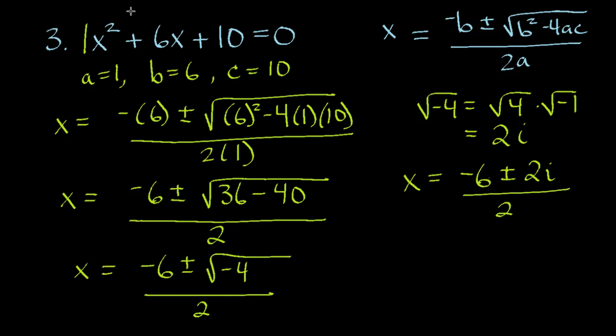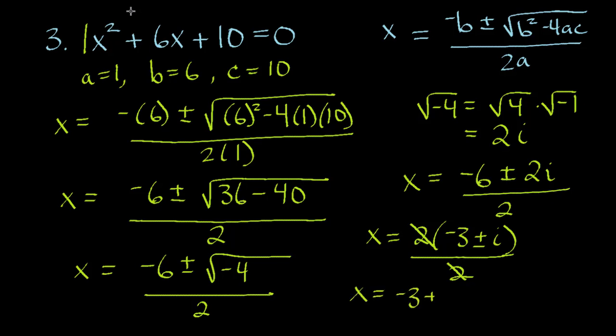2 divides into 6 and 2, so we can factor out a 2, leaving us with negative 3 plus or minus i in the numerator all over 2. The 2's will cancel, and we get our 2 solutions, negative 3 plus i and negative 3 minus i. I hope this video helps in understanding how the quadratic formula works.